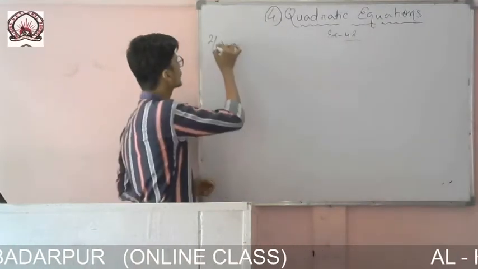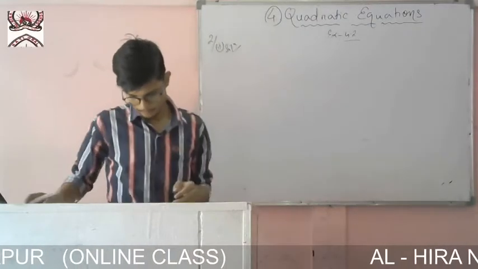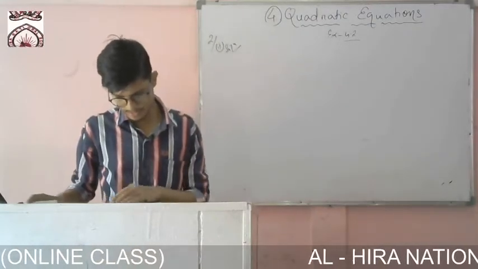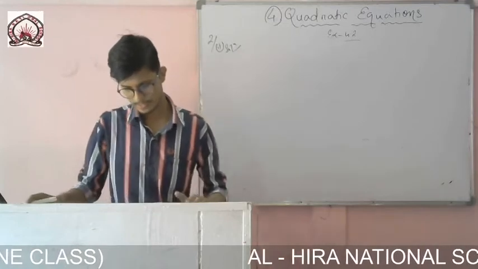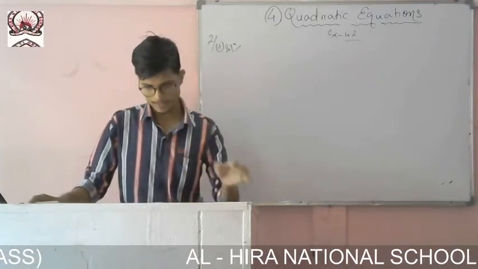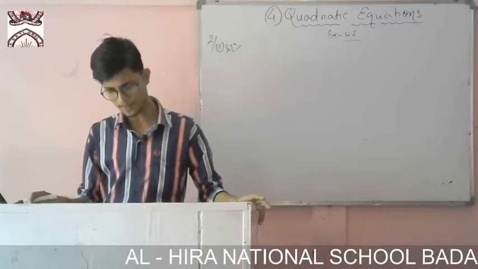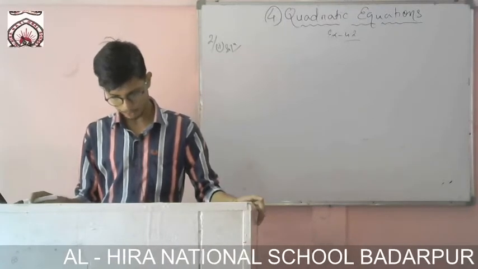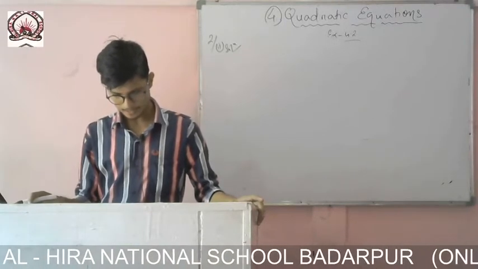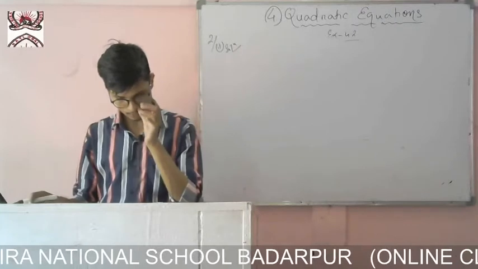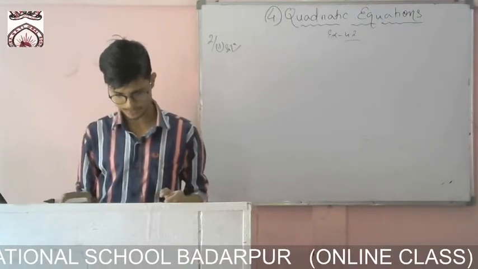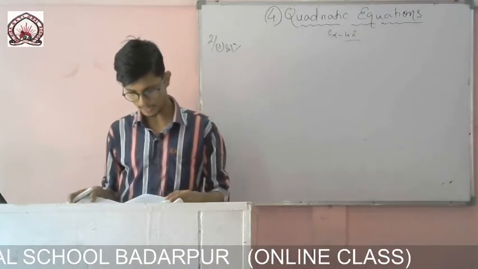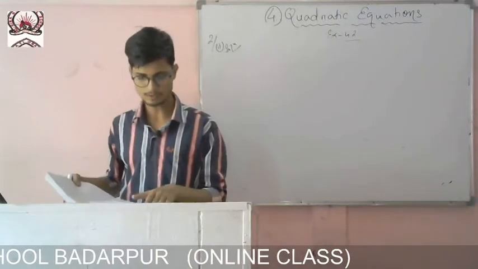Roman number 2 of question number 2. A cottage industry produces a certain number of toys in a day. The cost of production of each toy in rupees was found to be 55 minus the number of toys produced in a day. On a particular day, the total cost of production was rupees 750. So you have to find the answer also.